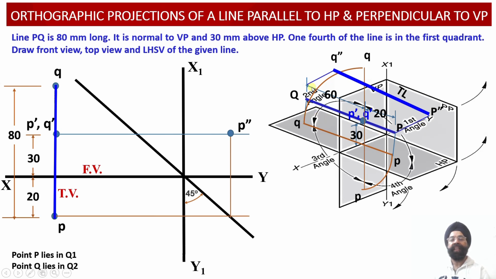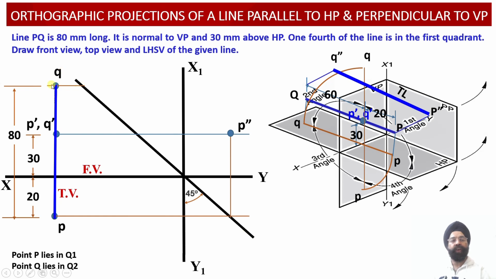Because behind the vertical plane means this will be projected above the XY reference line in the second quadrant projections over here. So this has been projected 60 millimeter behind the vertical plane above the XY reference line in the second quadrant projection. Now from this point Q, we are going to draw a horizontal projector line, extend it till it meets this particular 45 degree inclined transfer line over here.